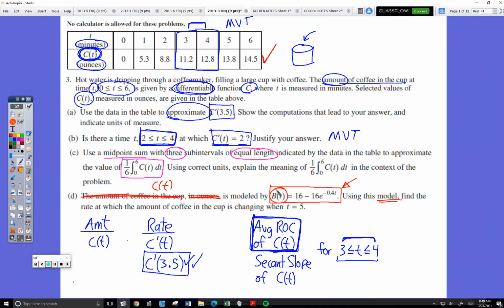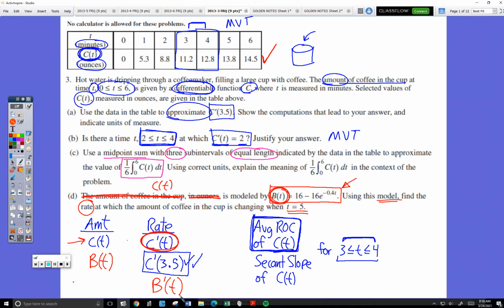Find the rate, the word is rate, at which the amount of coffee in the cup. So we're finding the rate of change of the coffee in the cup. That means we're finding C prime at time equal 5. But we're doing it with this formula. So remember, we have one way of thinking of the amount as being C. You could also think of the amount as being B. They're asking us to find the rate at which B changes. We're finding B prime.